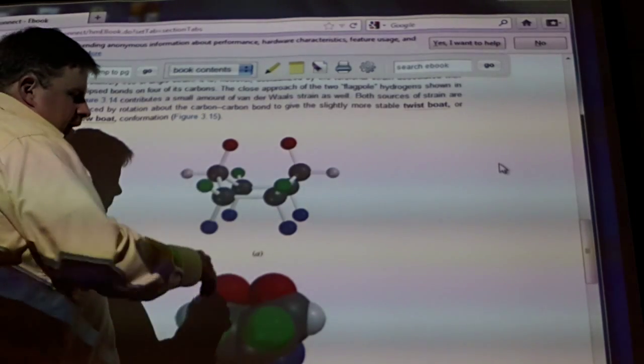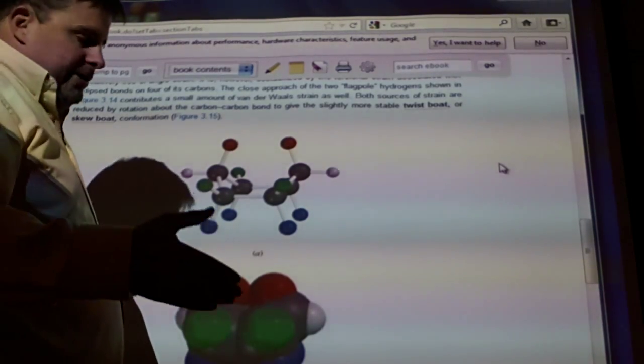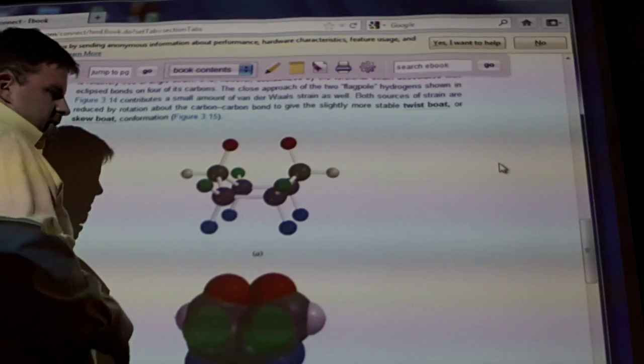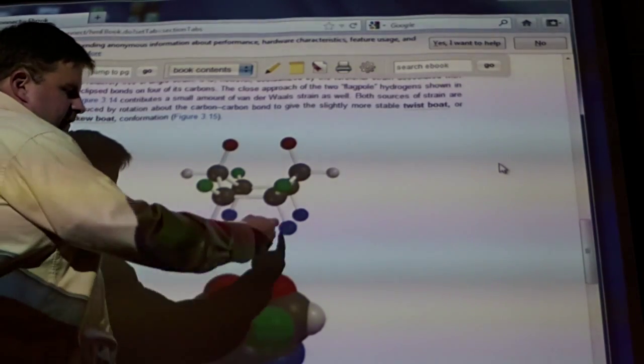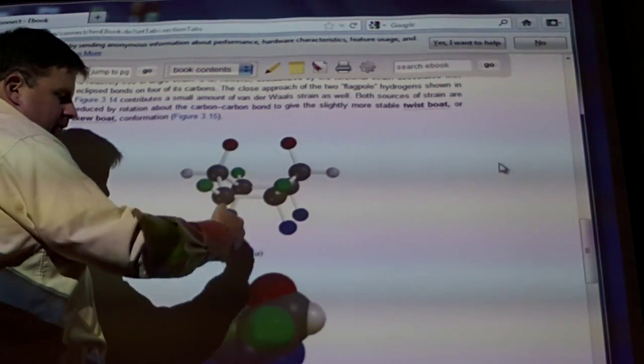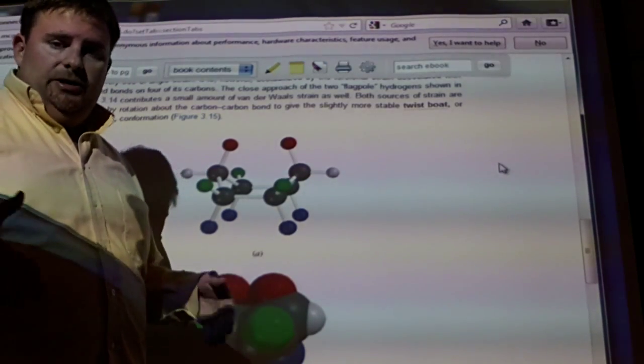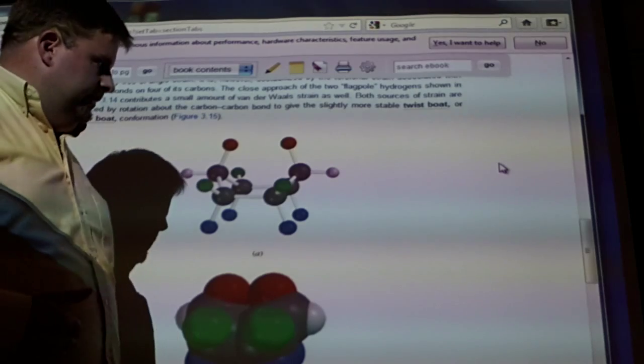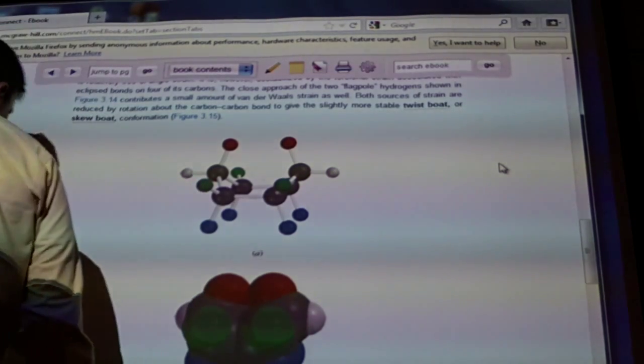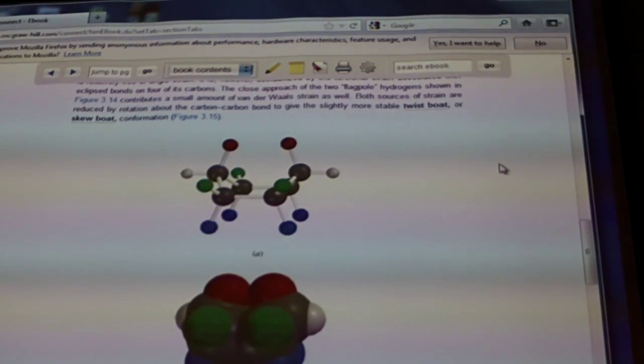So this is the boat. It's not as stable as the chair conformation, but it is still pretty stable. The difference in this is that if you look at these 2 blue balls, or the 4 blue balls that are down here, they're obviously eclipsing. And once you have that eclipsing interaction, it's going to be a higher in energy structure. Okay, so this is higher in energy. Here's a space-filling model of it.